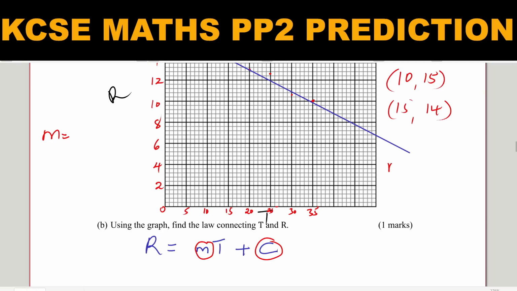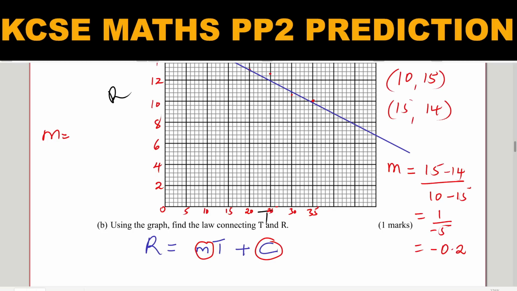So the gradient is equal to change in y, 15 subtract 14, divided by change in x, 10 subtract 15. So this will give 1 divided by 10 minus 15, and this will give negative 0.2. So that is the gradient.